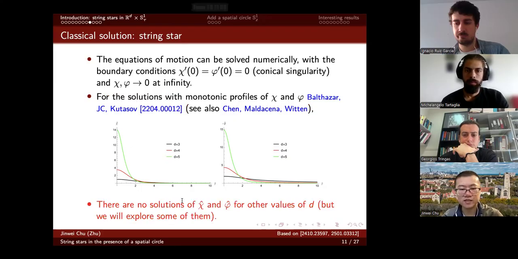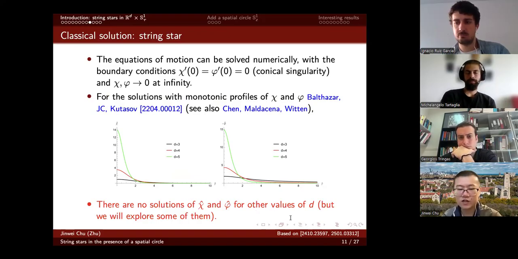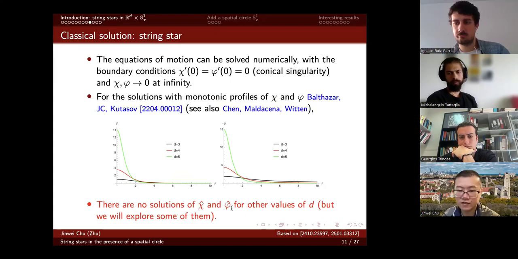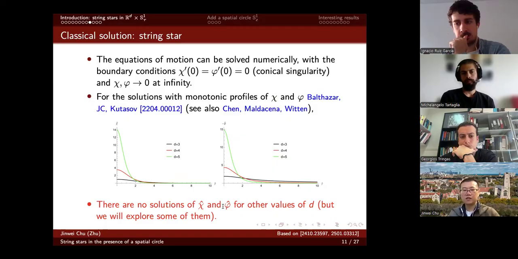So in this figure, I only show the solution for d equal to 3, 4, and 5. And for other values of d, there are actually no solutions of chi hat and phi hat, the rescaled chi and the rescaled phi. But as we'll see, I'm going to explore some cases beyond d equal to 3, 4, and 5.